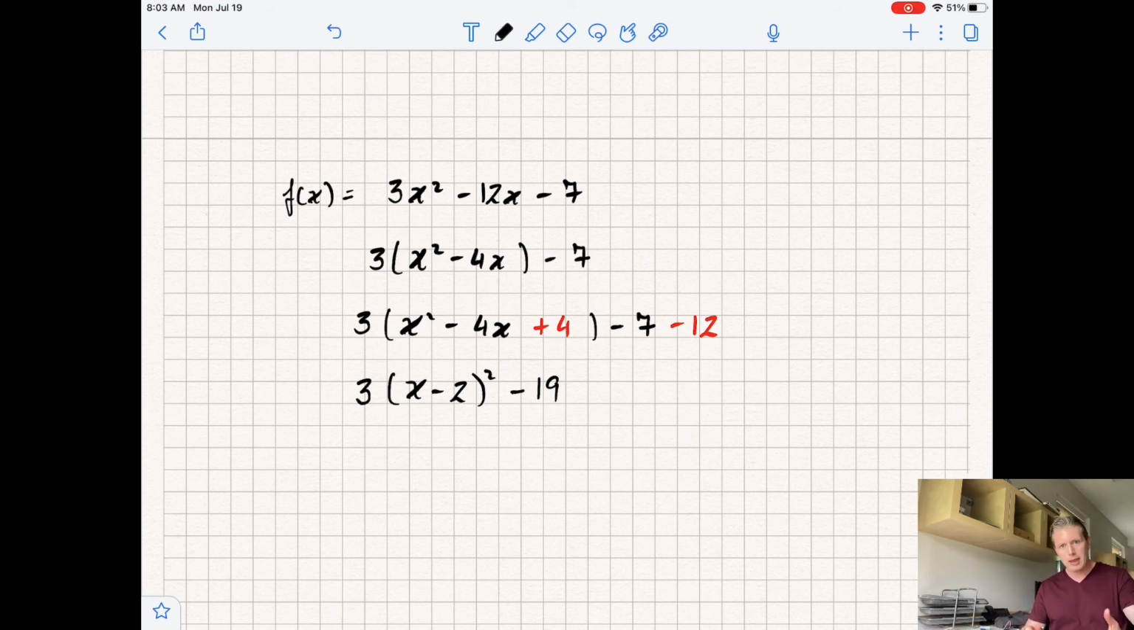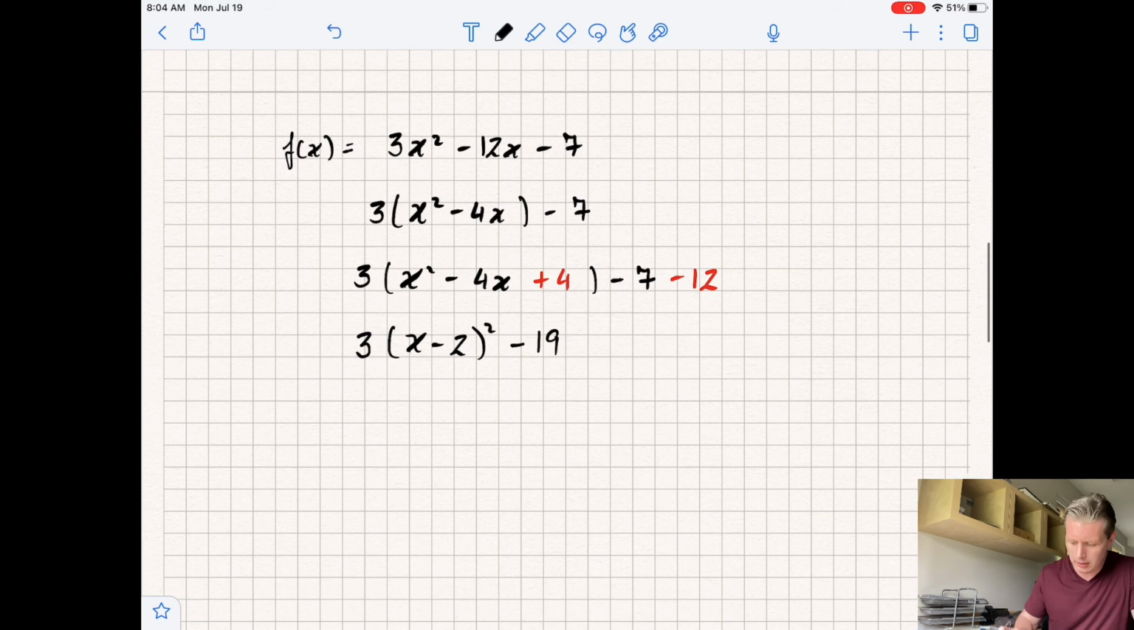Okay, I'm in the form that I want: a times x minus h all squared plus k. This time my a wasn't 1, it was 3, but that's fine. My h and my k can still be identified. My x minus h is x minus 2, and so h is 2. And my k is whatever I have here at the end, in this case negative 19. And there you have it. H is 2 and k is negative 19, and like I said, that is the x and y coordinate, respectively, of the vertex.